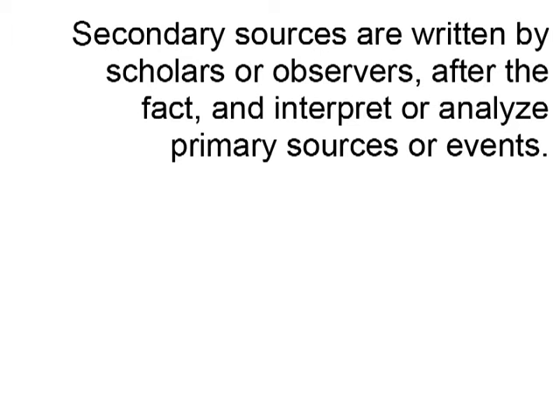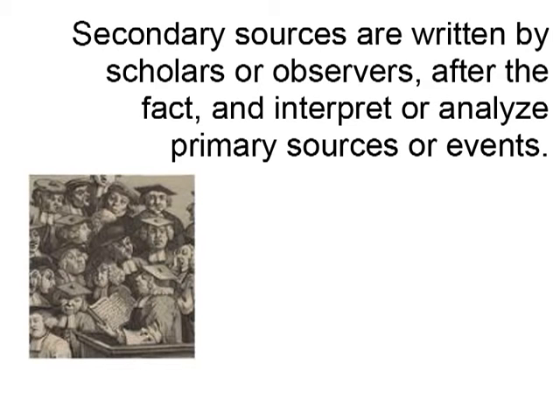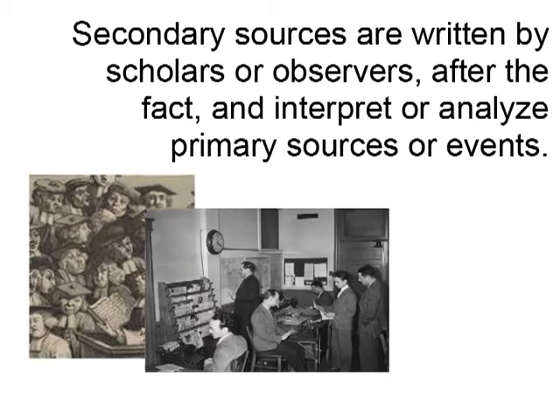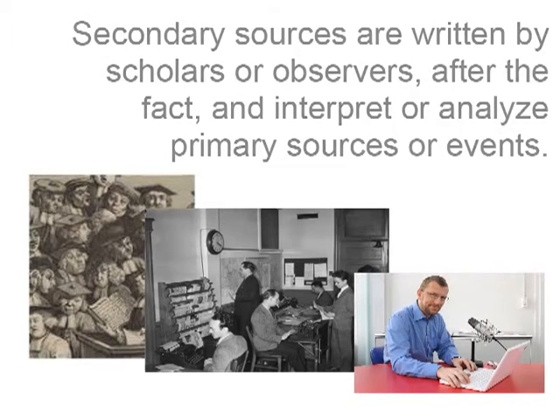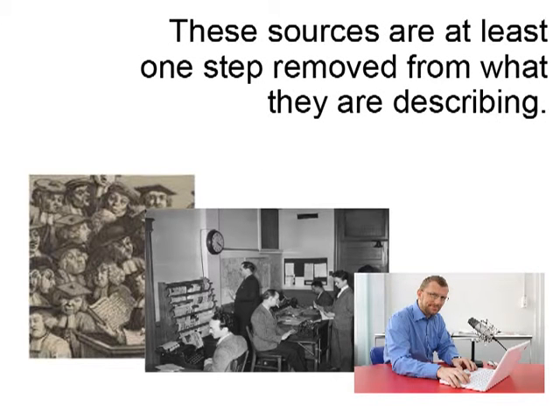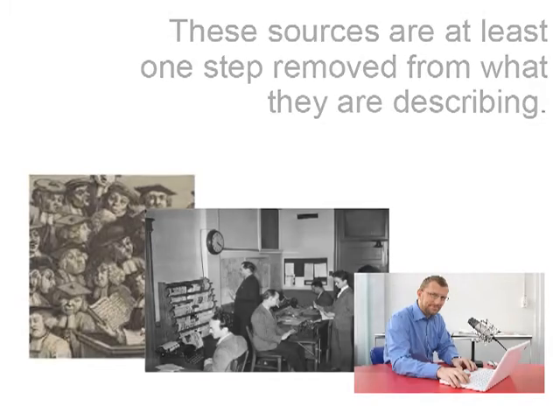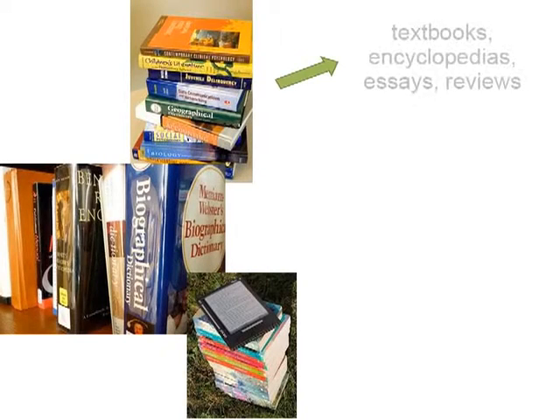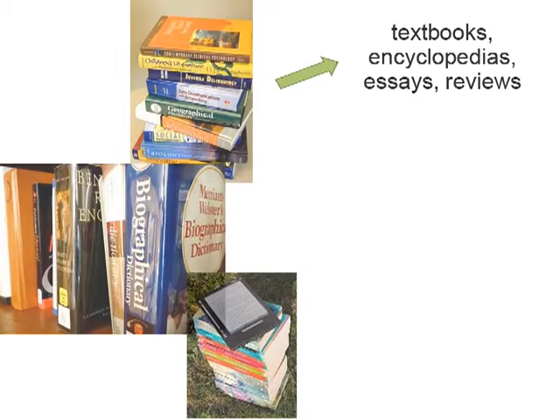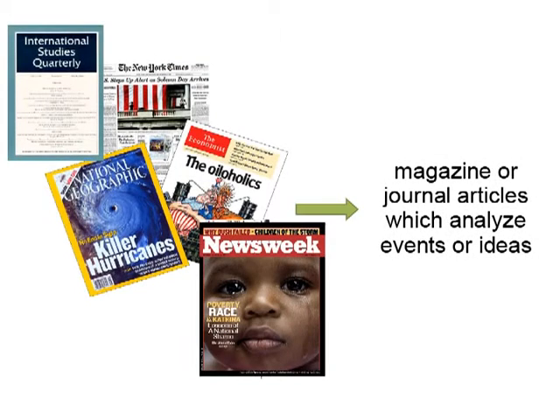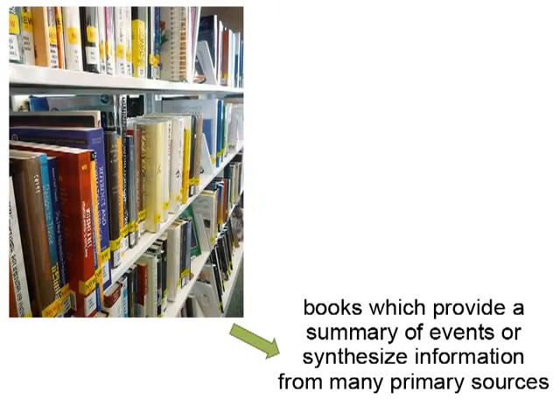Secondary sources are written by scholars or observers after the fact and interpret or analyze primary sources or events. These sources are at least one step removed from what they are describing. Some examples of secondary sources are textbooks, encyclopedias, essays, and reviews, magazine or journal articles which analyze events or ideas, and books which provide a summary of events or synthesize information from many primary sources.